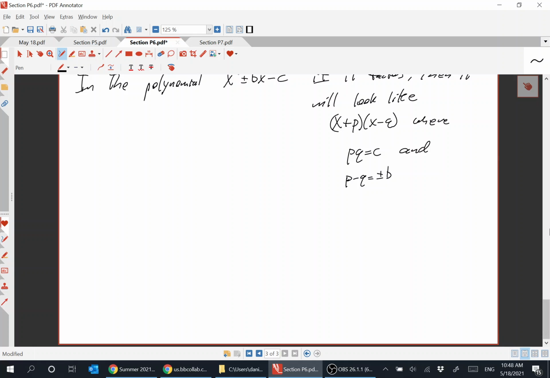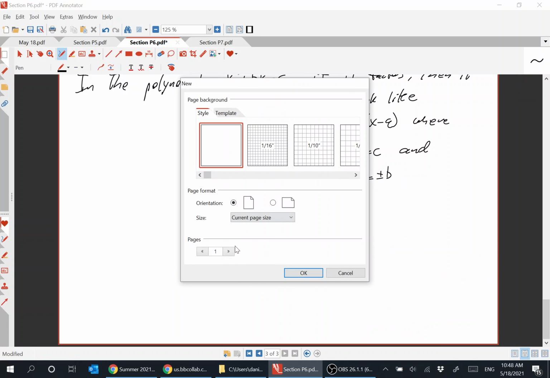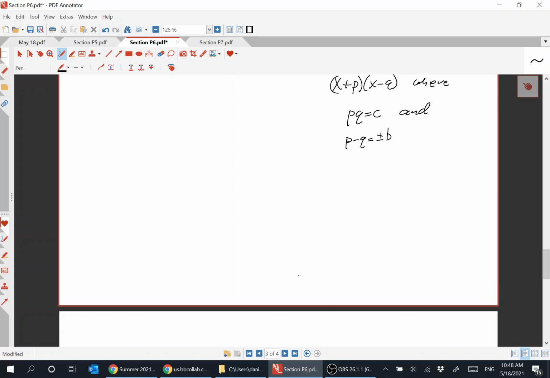So for example, here, x squared minus x minus 12.